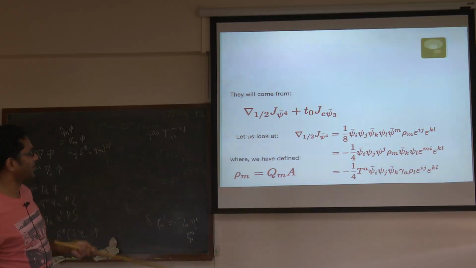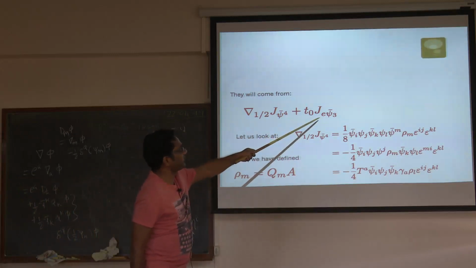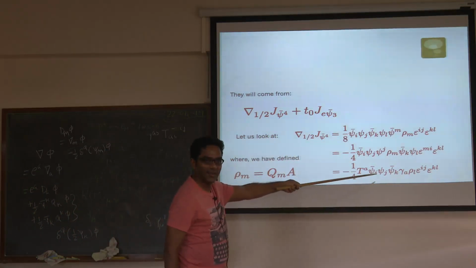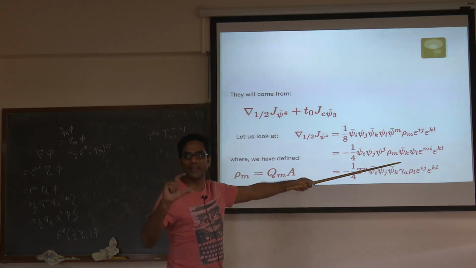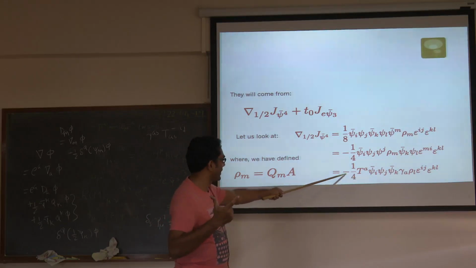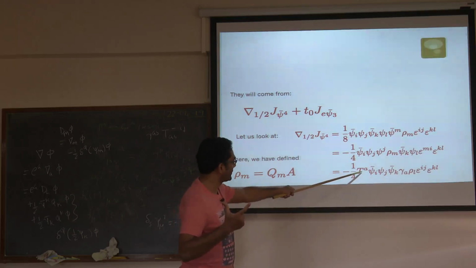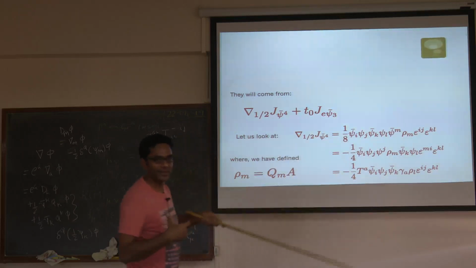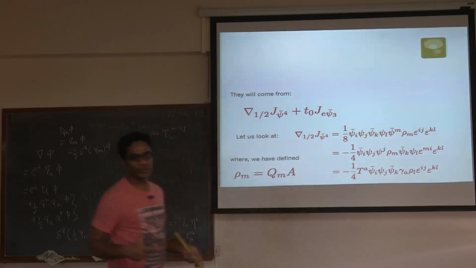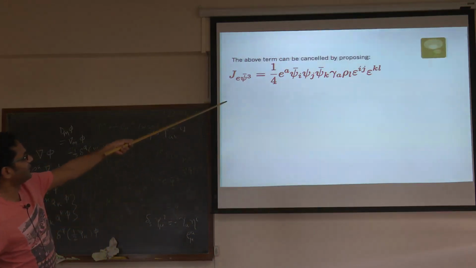It goes to something, but that something can be cancelled by proposing. So rho m is q m a, as I said. That something that I get from delta half of this can be cancelled by proposing a j e psi bar cube, where I basically replace this by an Ea, because when T0 acts on Ea, it gives me a Ta. So if I replace this by Ea and this by plus, and add it to my j, so when T0 acts on that, it will cancel with this. So I just propose this j e psi bar cube as this.